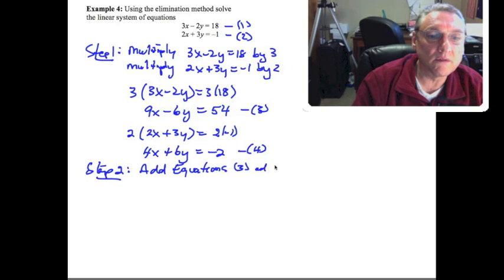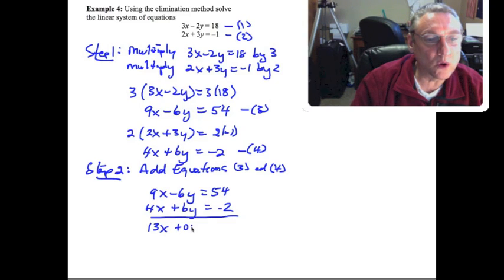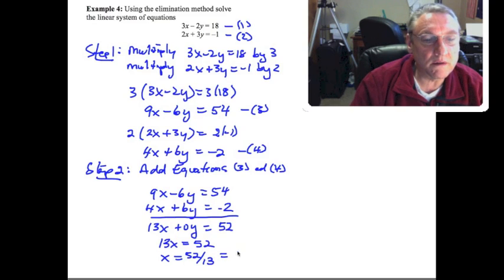3 and 4. So here we have 9x minus 6y equals 54, and we have 4x plus 6y equals negative 2. So when I add these two together, I get 9 plus 4 is 13x. I get negative 6y plus 6y is 0y is equal to 54 plus negative 2 is 52. So what I really have is 13x is equal to 52. So x is going to be 52 divided by 13, which comes out to be 4.